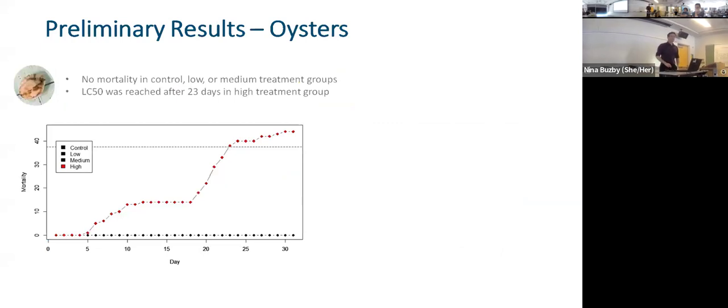We're still looking at these data. We're holding off on publishing them because we're not 100% confident in them. But the oyster story is showing that for the first 3 treatments, no impact. The oysters were perfectly happy with it. And then for the extreme pH 9.3 treatment, it showed pretty significant mortality. 23 days in, they had 50% mortality.